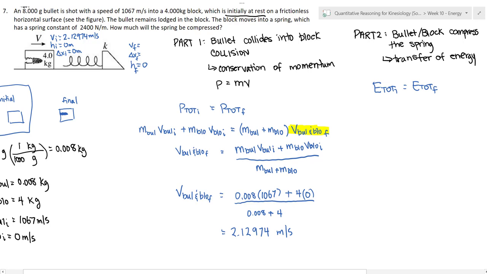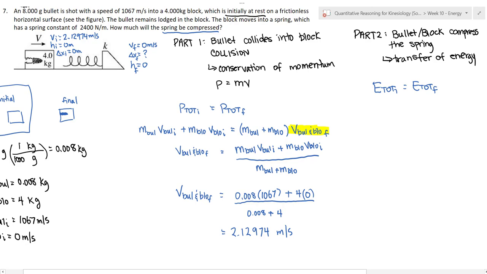So the final velocity, well, we're looking to find out what is the maximum compression of the spring. The spring will be compressed to its max when the bullet block comes to a stop for a moment. So the final velocity is 0. And the delta x final is what we're looking for. How much will the spring be compressed? That's our question mark.